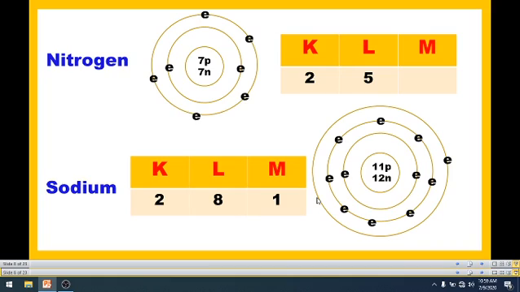So likewise for sodium, here I have given. 11 protons and 12 neutrons will be placed in its nucleus, and first shell 2 electrons, second shell 8 electrons, and third shell, M shell, 1 electron we want to place. Okay. So you want to draw the electronic configuration as well as write the electronic configuration.